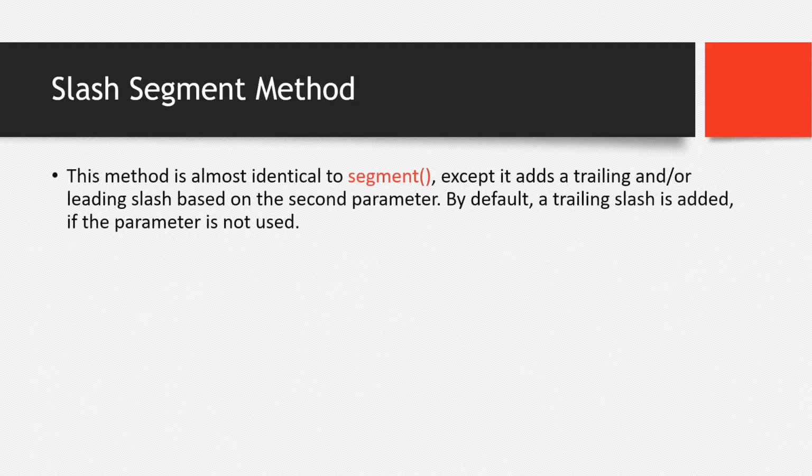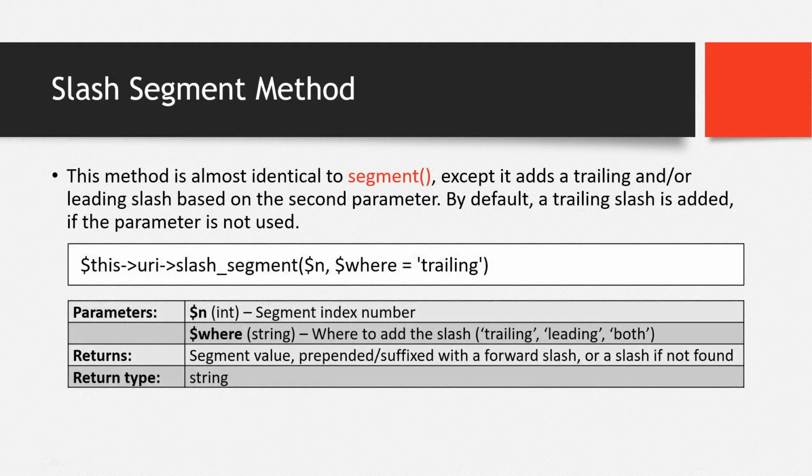Okay, next is /segment method. This method is almost identical to segment, except it adds a trailing and or leading slash based on the second parameter. By default, a trailing slash is added if the parameter is not used. So ito yung syntax natin.